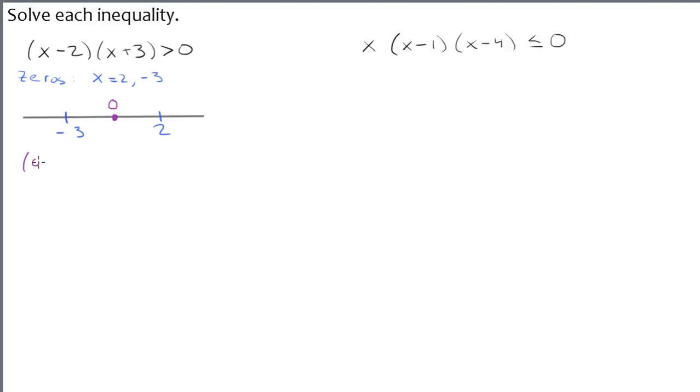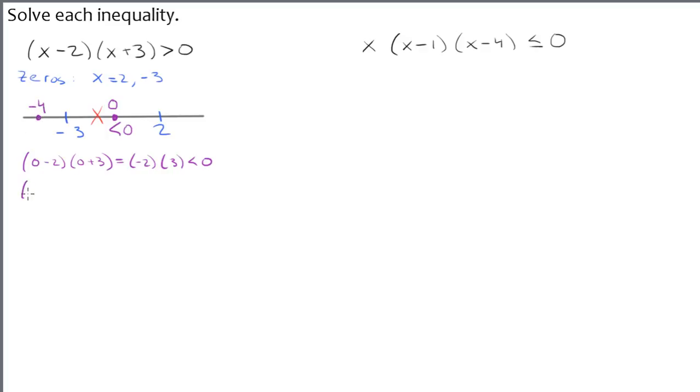At 0, we have (0 minus 2) times (0 plus 3). So that's negative 2 times a positive 3, which is less than 0. That means that's false. This doesn't work. That's a bad region.